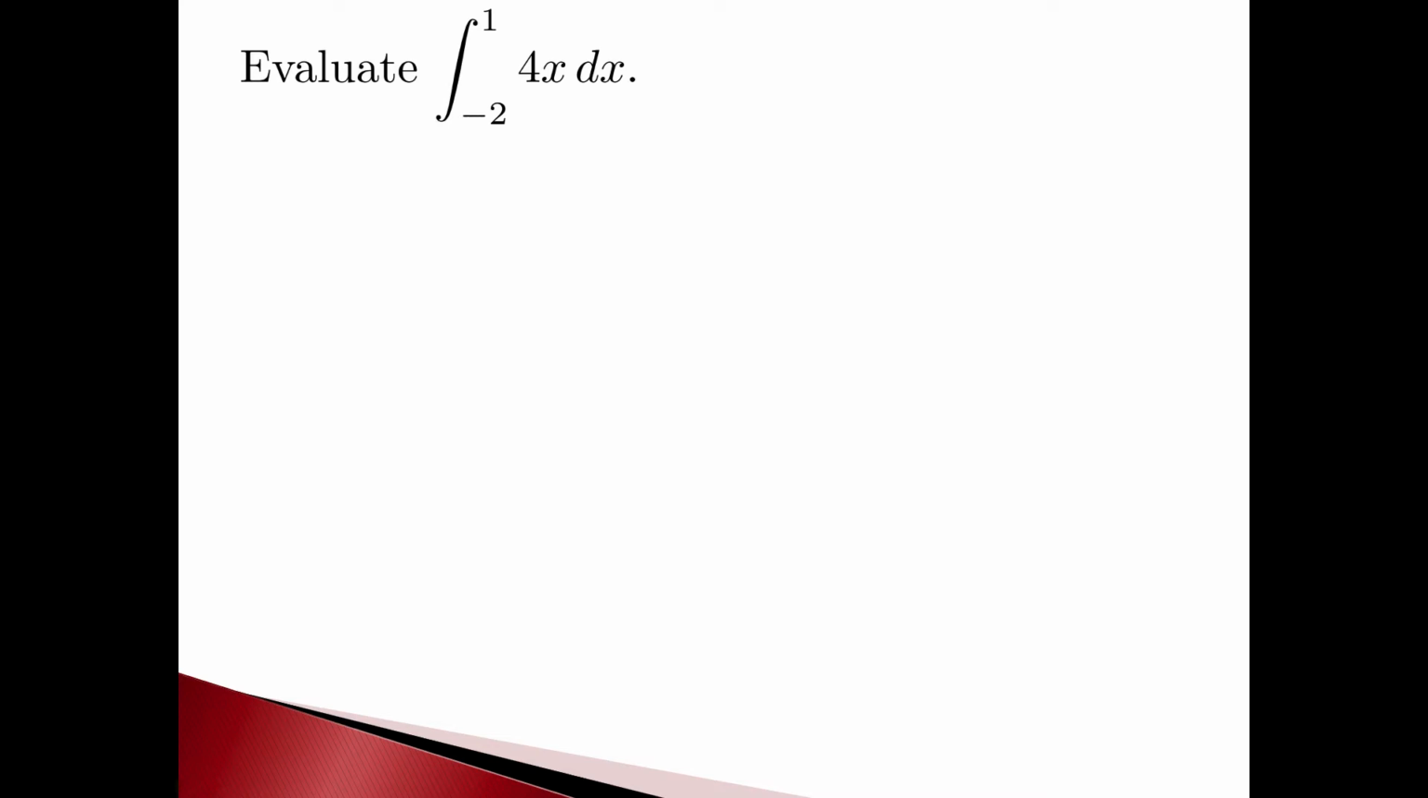Suppose that we have a definite integral from -2 up to 1 of 4x dx. All we have to do is find an antiderivative for 4x, then plug in the 1 minus what we get when we plug in the -2. So the antiderivative, or indefinite integral, for 4x is just going to be 2x squared.